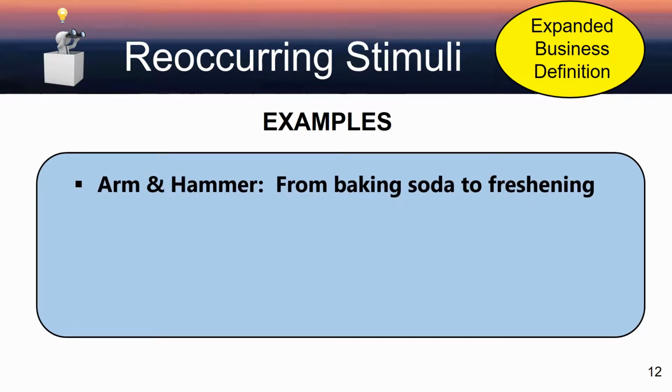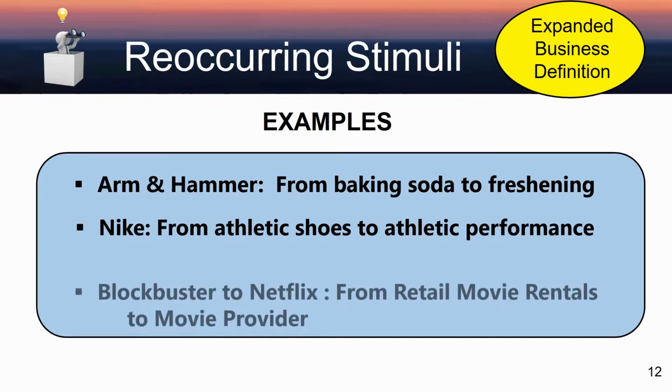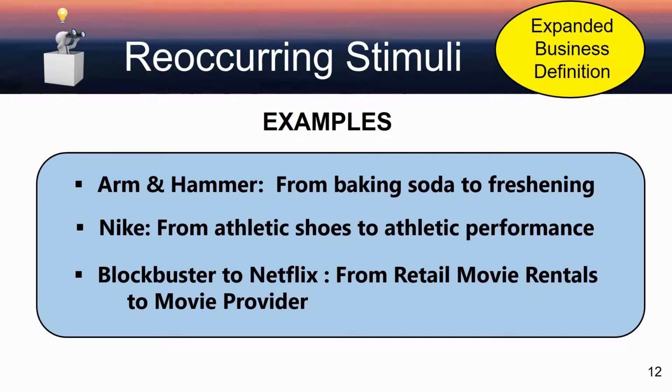Let's look at some examples. Arm & Hammer redefined their business from baking soda to freshening and achieved tremendous success and increases in revenue. Nike redefined their business from athletic shoes to enhancing athletic performance. And Netflix overcame Blockbuster by redefining the business from retail movie rentals to becoming a movie provider.